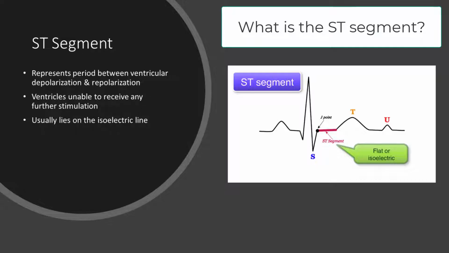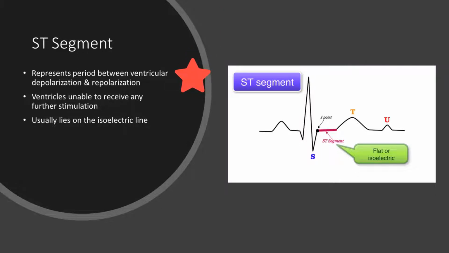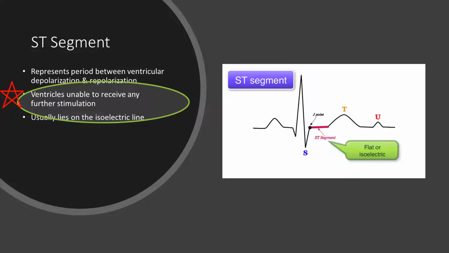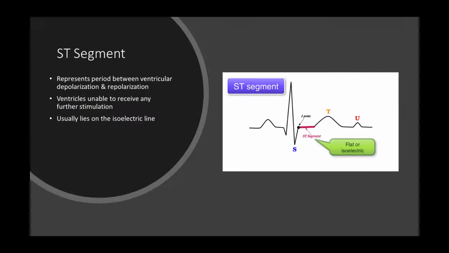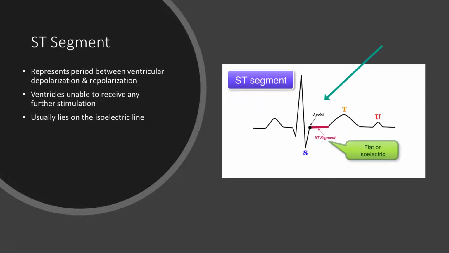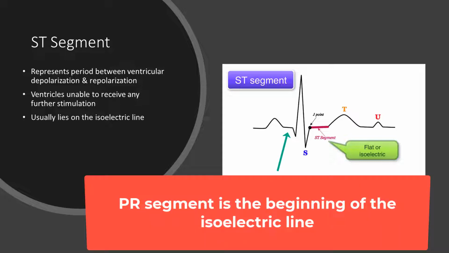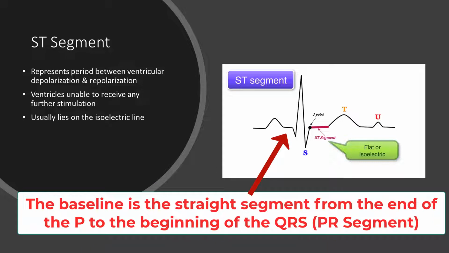Just as a review, the ST segment represents the period between ventricular depolarization and repolarization. It reflects the inability of the ventricles to receive any further stimulation. The ST segment begins with the J point, and the J point is in an area that lies on the isoelectric line. Whenever we're establishing the baseline, it is always going to be that straight line following the P wave.